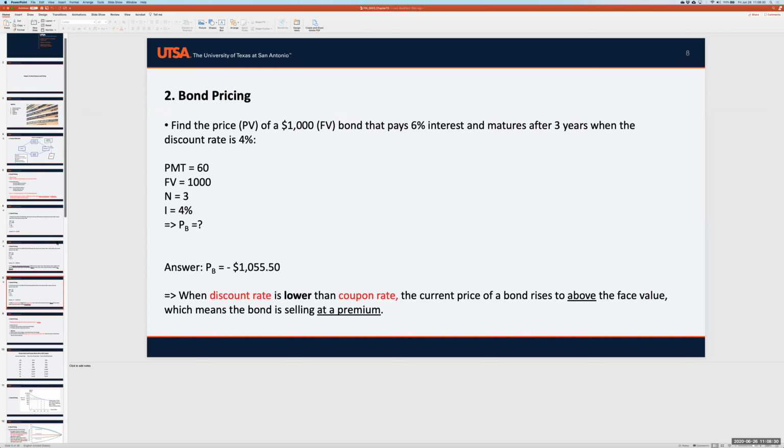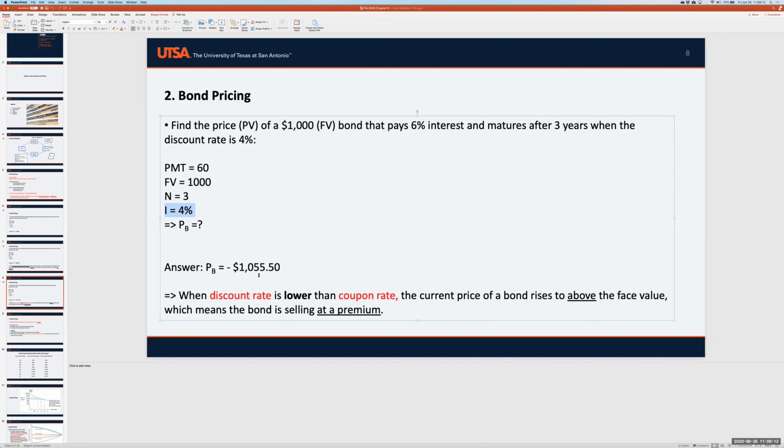All right. So similar, but the opposite logic. What if the discount rate is lower than the interest payments? Let's say we have a coupon payment of 6%, but the discount rate is 4%. So you see, same payments, same future value, the numbers appear the same, but we now have a 4% discount rate. Now we have a higher value for today, so we need to pay over $1,000 in order to get this bond.